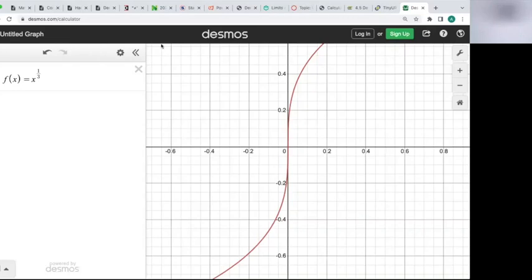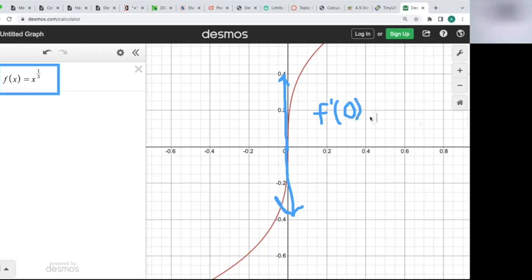So I have f of x equals x to the 1/3. To draw the tangent line there, it is straight up and down. Here, f prime of 0 is undefined. And technically, you could say it's infinite.